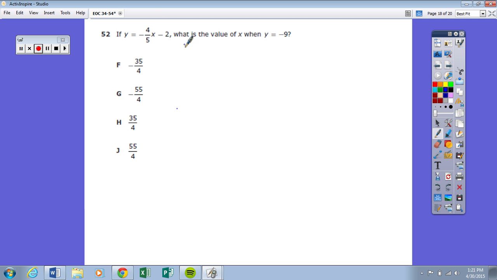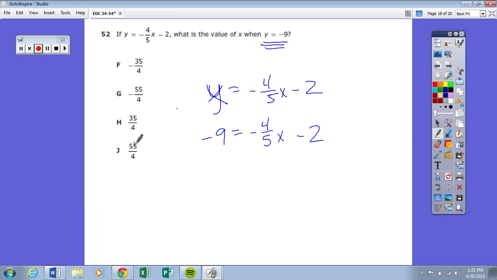Okay, if y equals blah blah, what is the value of x when y is negative 9? Well, it is literally telling you to take this equation and in the place of y, write a negative 9. And what you're supposed to do is figure out which of these x's work. So you can take these and plug them in with the calculator to see which one works. There's all kinds of stuff that you can do. I would probably just start plugging these in and seeing which ones work.